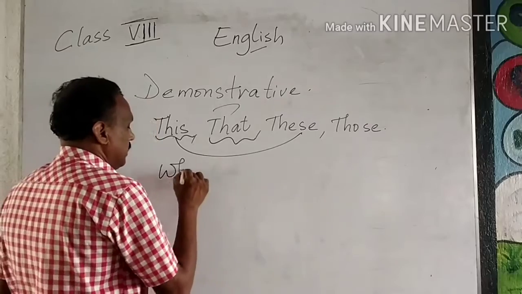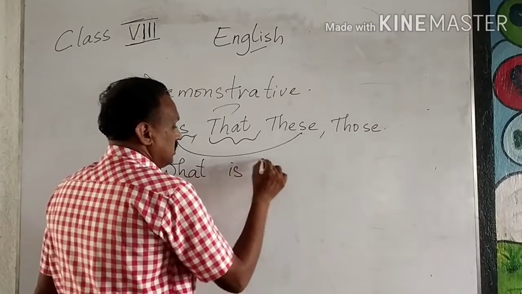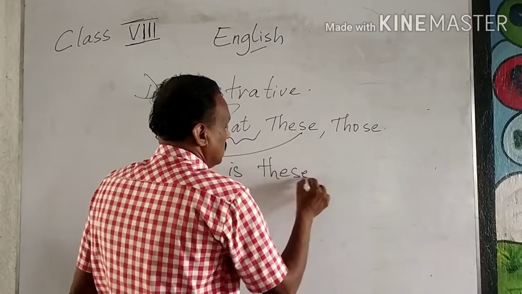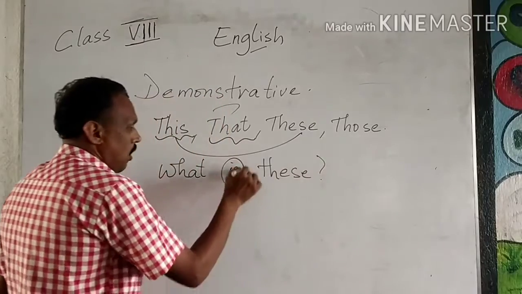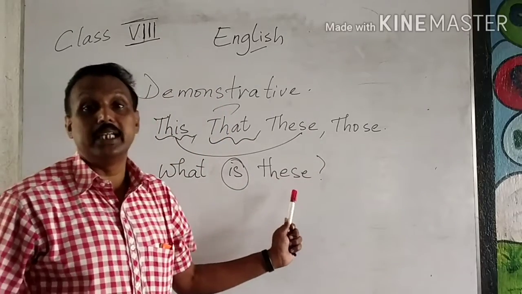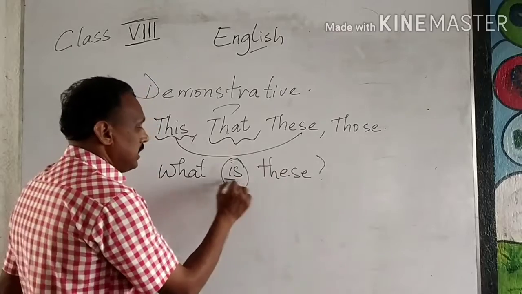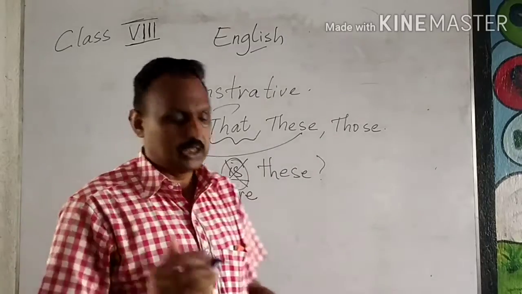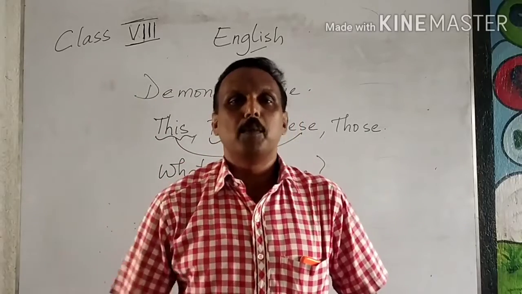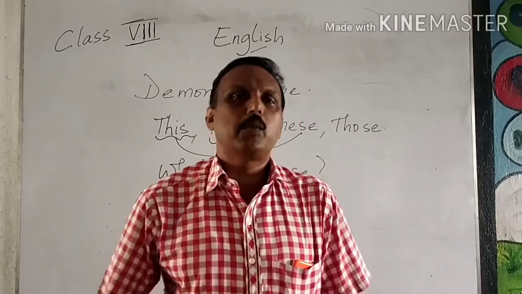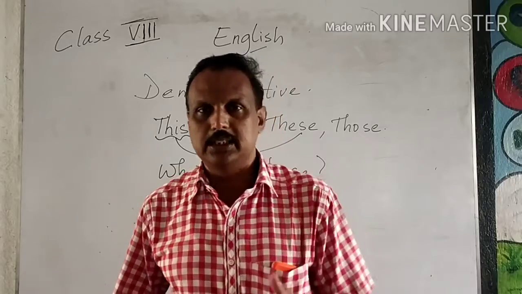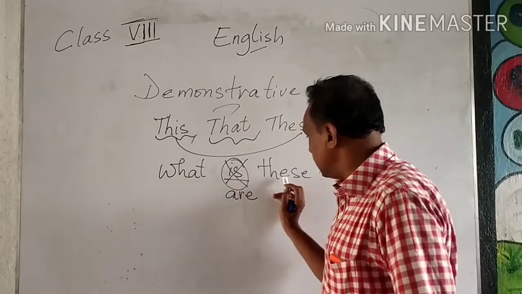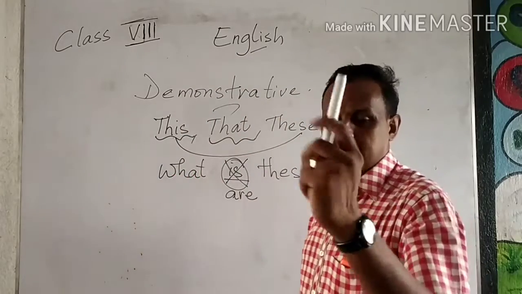Now how will the question be? What is these? Is it right or wrong? It is wrong, because when these comes, it is plural. So when you write is here, it is wrong. What are these? See, these are some of the simple steps. If you open your mouth and speak, very quickly you can grasp English. It is very simple.